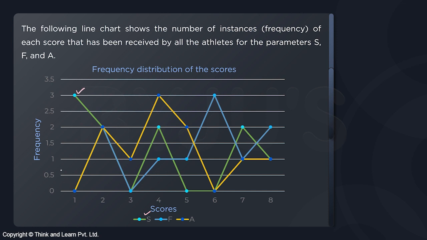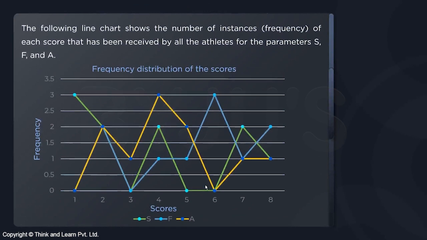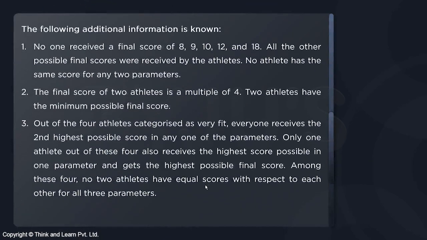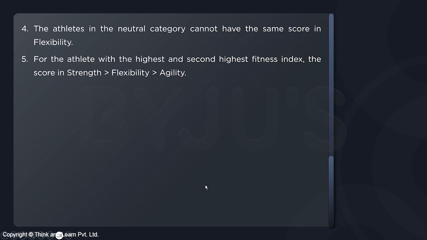Three athletes have a score of 1, and then 2 appears 2 times, then 3 appears 0 times, 4 appears 2 times, 5 appears 0 times, 6 appears 0 times, and that way for 7 and 8 as well. Similarly, we can find out about the other two as well, about flexibility and agility. After that, he has given us some more information about them. So 1, 2, 3, 4, 5 more information is there.